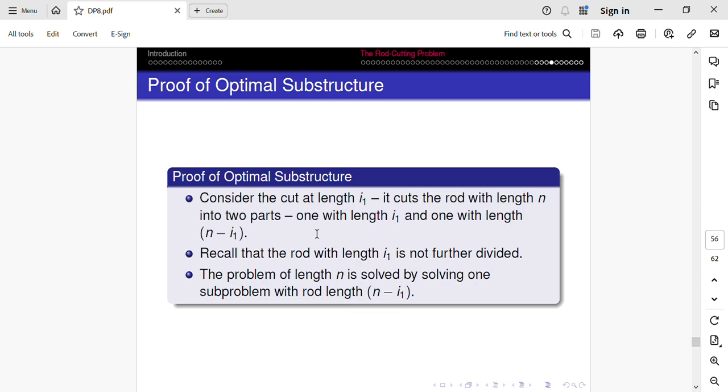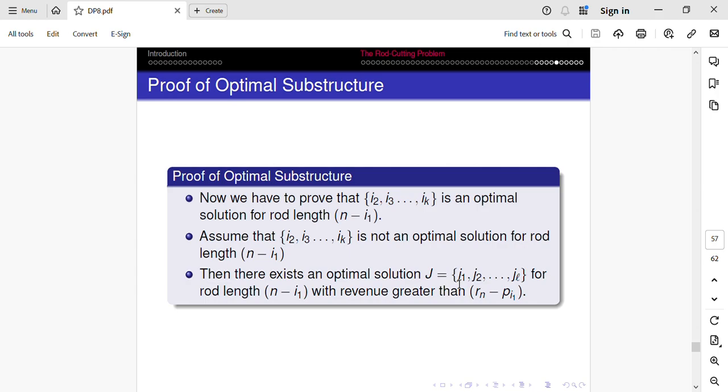Now let us consider the cut at length I1. It cuts the rod of length n into two parts, one with length I1 and one with length n minus I1. Now recall that the left part of the rod with length I1 is not further divided. That means we have another subproblem on the right side. The problem of length n is solved by solving one subproblem with rod length n minus I1. The left part we don't go into cutting again. So we only have one subproblem of size n minus I1.